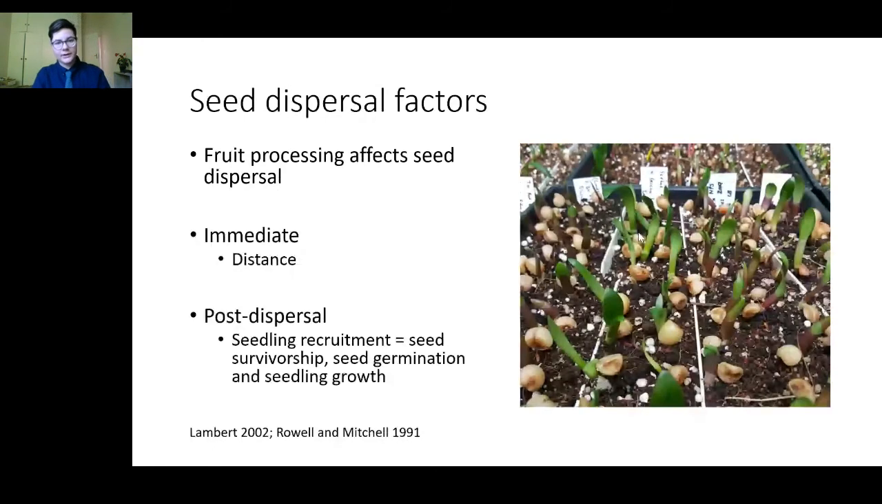Fruit processing by a seed disperser can affect seed dispersal in multiple ways. An immediate factor would be distance. So this is essentially how far the seed has been moved. Post-dispersal factors affect seedling recruitment. So this is seed survivorship, seed germination, as well as seedling growth.